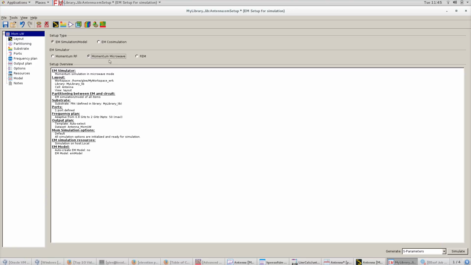FEM does what's called a finite element method, and it's a much longer process, and it gives you a different kind of model and allows you to actually model 3D structures as well. But since ours is planar and mostly 2D, we're going to stick with the Momentum microwave. So now that this is all set up, I can go up here and click EM, Simulate. This is also Stop Simulation, but I'm going to simulate it.